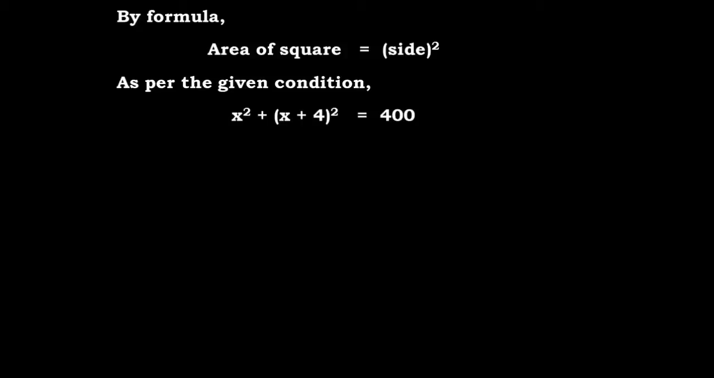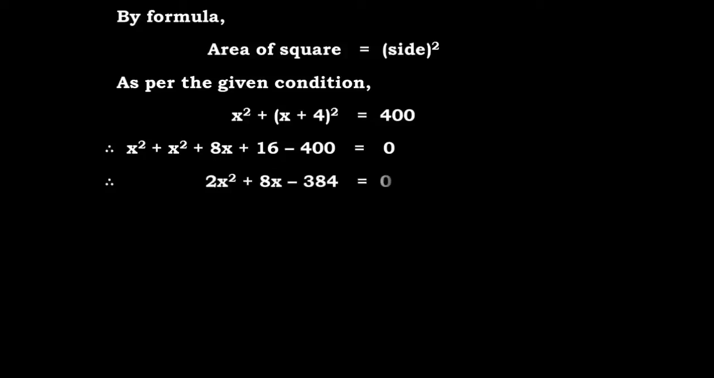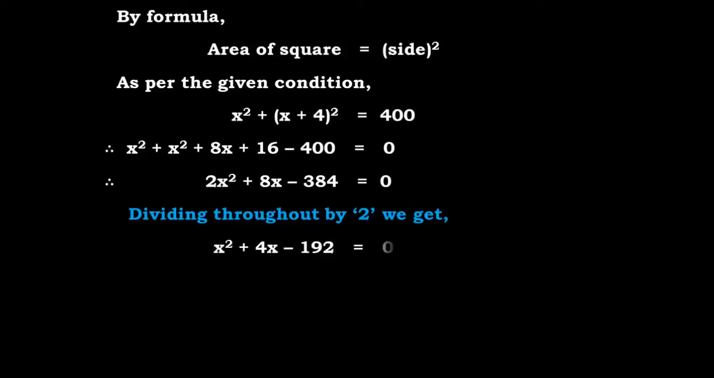Now we can expand this bracket (x plus 4) the whole square. So we have x square plus 8x plus 16 plus x square minus 400 is equal to 0. So 2x square plus 8x minus 384 is equal to 0. Now dividing throughout by 2 we get x square plus 4x minus 192 is equal to 0.